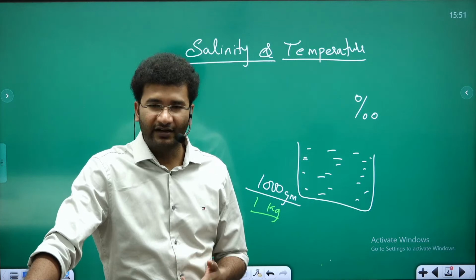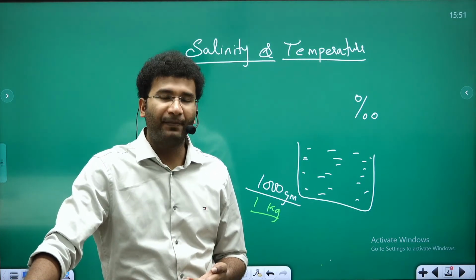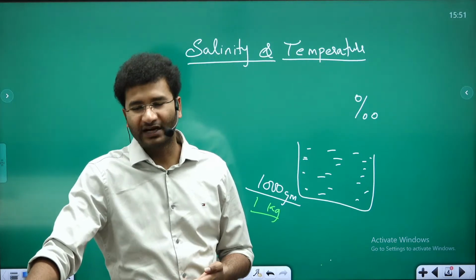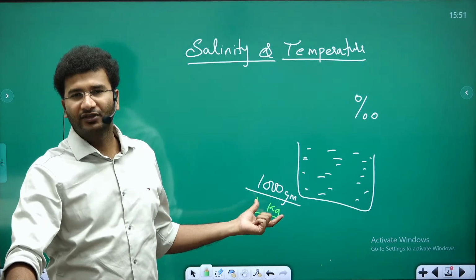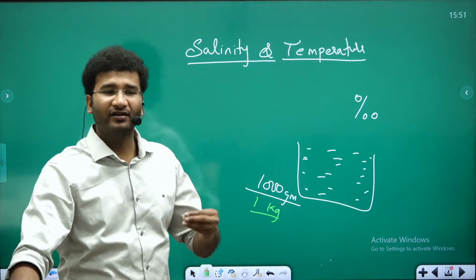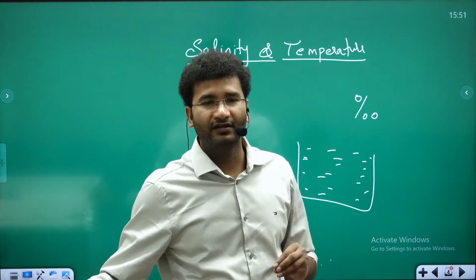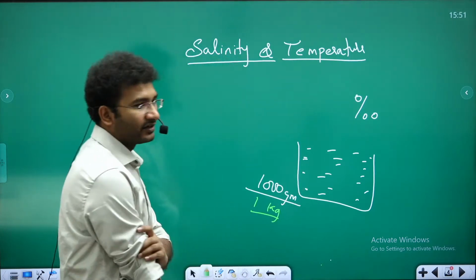So ocean salinity is always measured in parts per 1000, and the calculation is based on 1000 grams of water being taken, and in this 1000 grams of water, how many parts are salt, right? So this is called salinity.